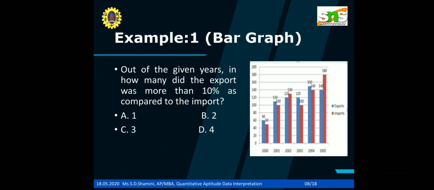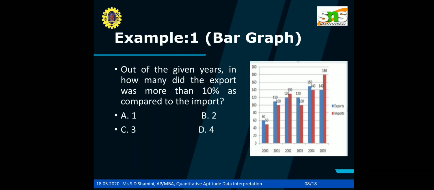Okay வா? So next question, out of the given years, in how many years was the export more than 10% greater as compared to the import? So in the year 2000 exports were 60 while the imports were 50. Okay, so 10% of 50 is 5, so total will be 55. So here 60 is greater than 55. Similarly in 2001 it is 110, so 10% of 100. So in 2002 it is 120, which is less than 130.